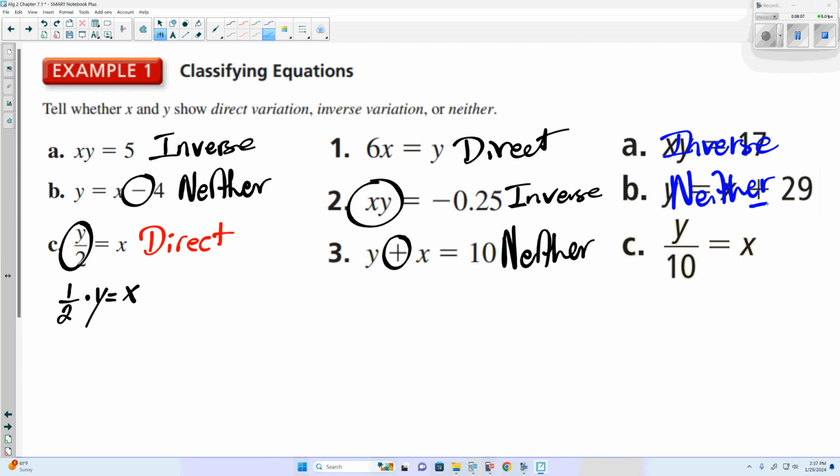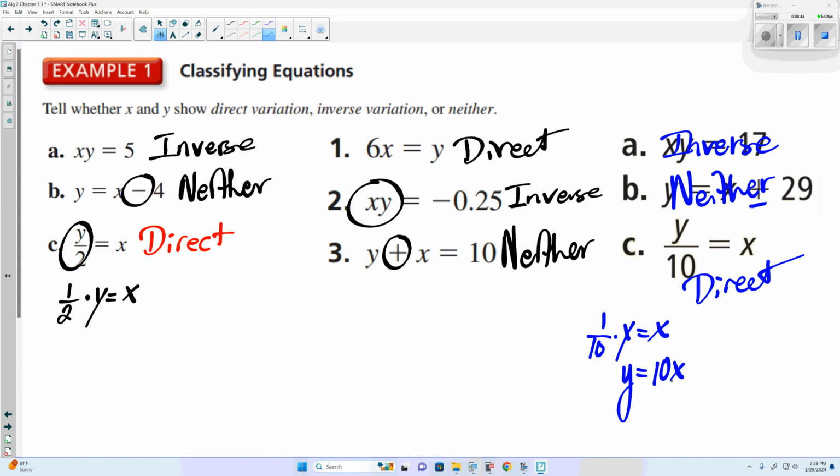So variables x and y are on opposite sides, yes? X equals a over y, yes? Y is in the bottom of the fraction. So it is direct, because x and y are both in the numerators. Does that make sense? Because here, really what we're saying also is that 1/10 times y is equal to x, or we can multiply by 10 and say y is equal to 10x. Does that make sense?